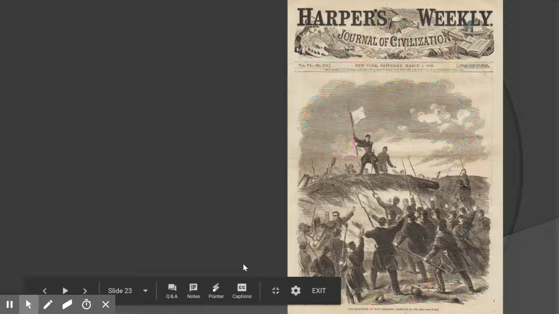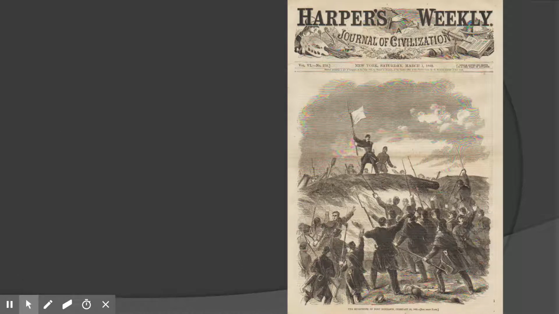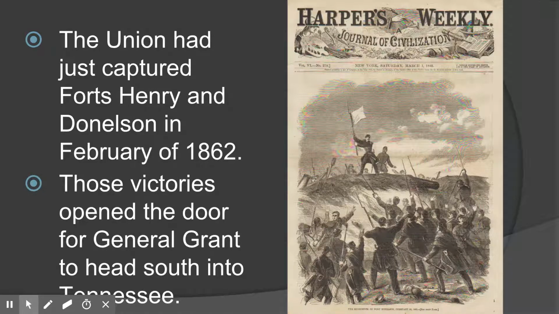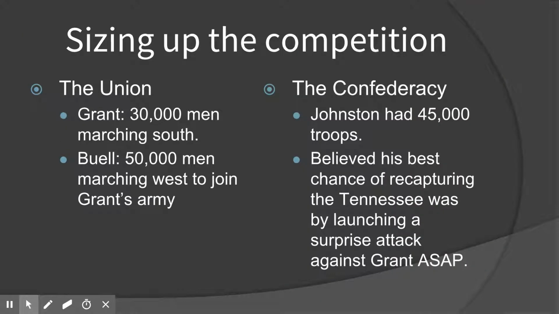So while we have ironclads duking it out, back on land, the Union has captured Fort Henry and Donelson in February of 1862. So again, to kind of give you that timeline, Lincoln is elected in 1860, and then we will see the Union start to capture various forts within 2 years. Those victories are going to open the door for General Grant to head south into Tennessee.